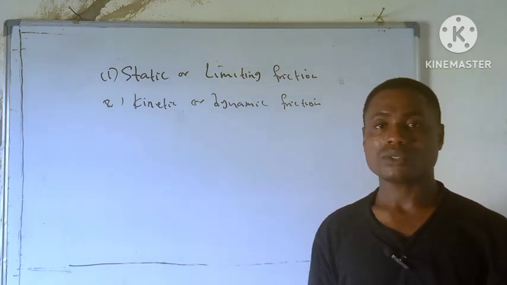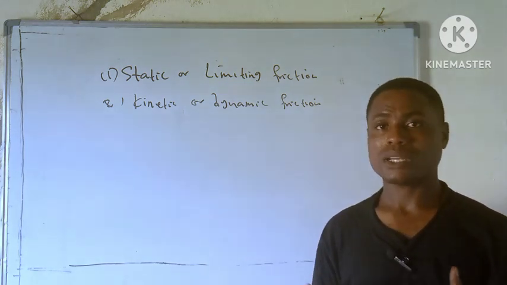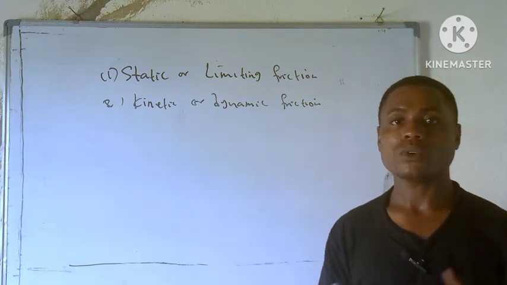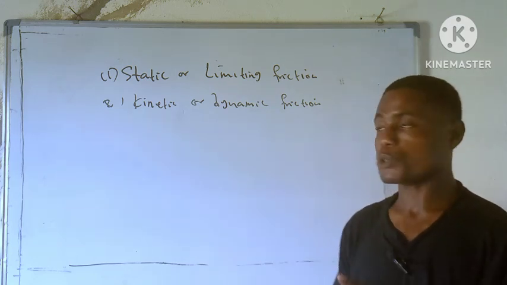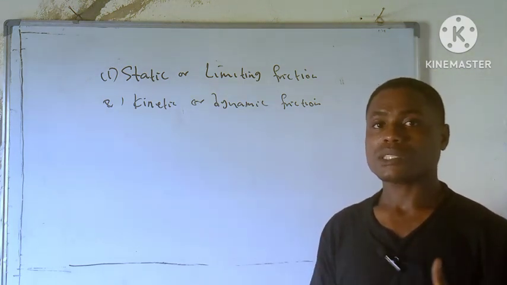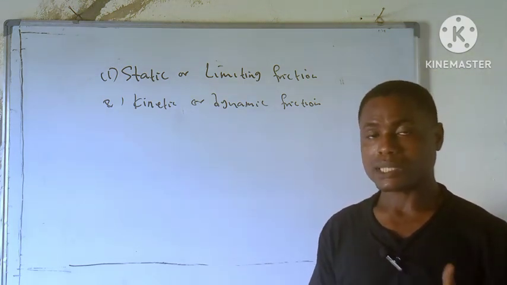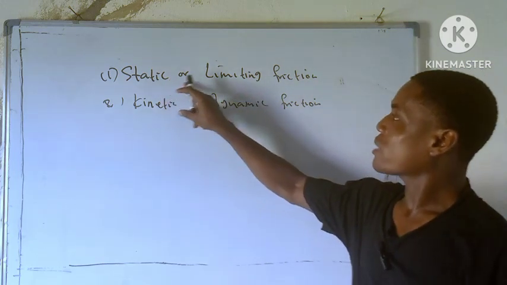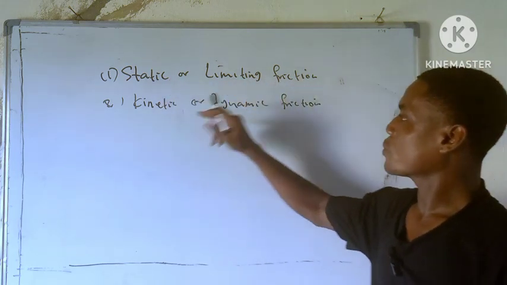Let's know the meaning of friction. Friction is an opposing force, right? It restricts objects from moving or from being in motion. That is the meaning of friction. Its objective is to restrict objects from movement.